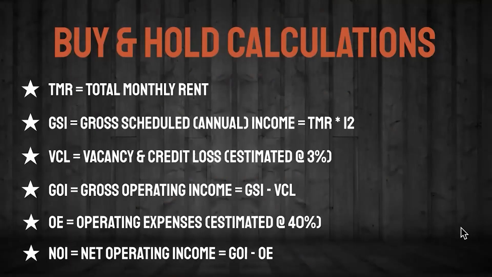If you're buying in lower price markets, a lot of times that percentage might be higher. But 40% is kind of the gold standard here in San Diego. And then the last number, which is the most important number, is the net operating income. You take your gross operating income, subtract your operating expenses, and that gives you your net operating income. That's how much income you're actually going to get from this property at the end of the day.